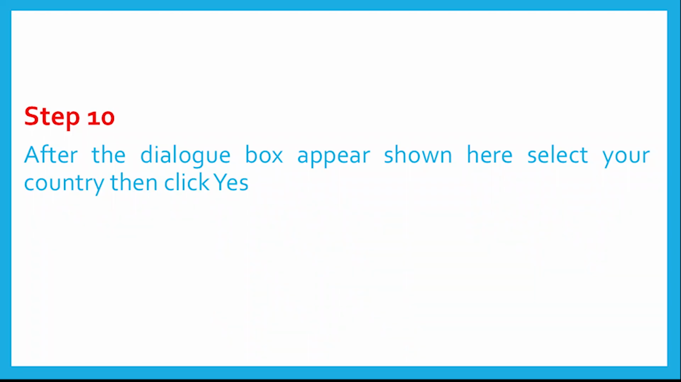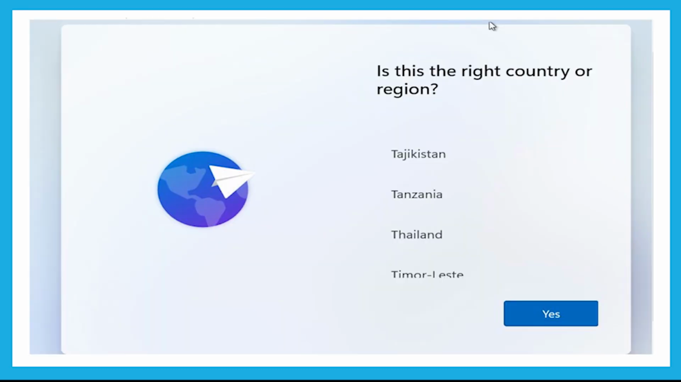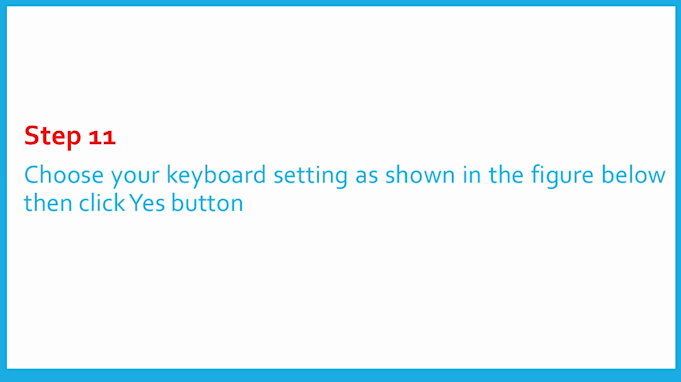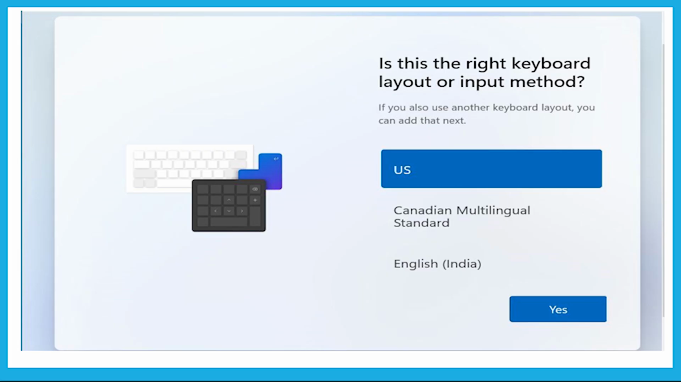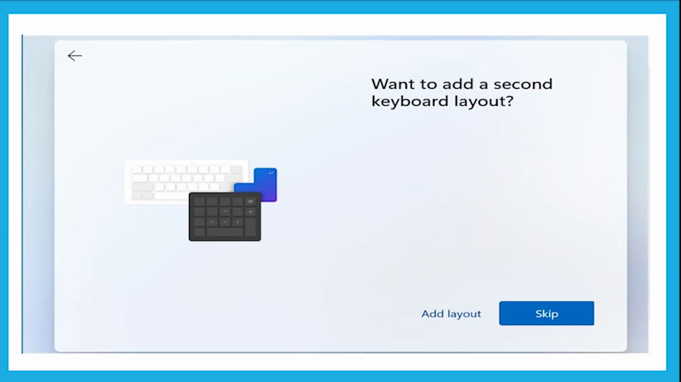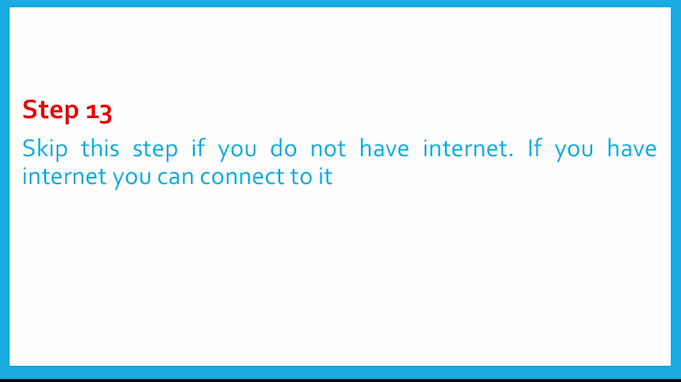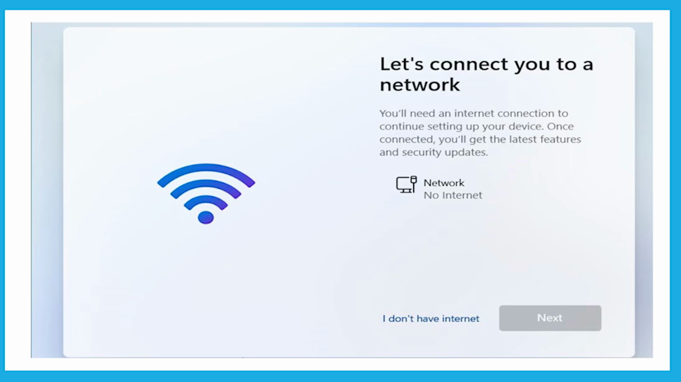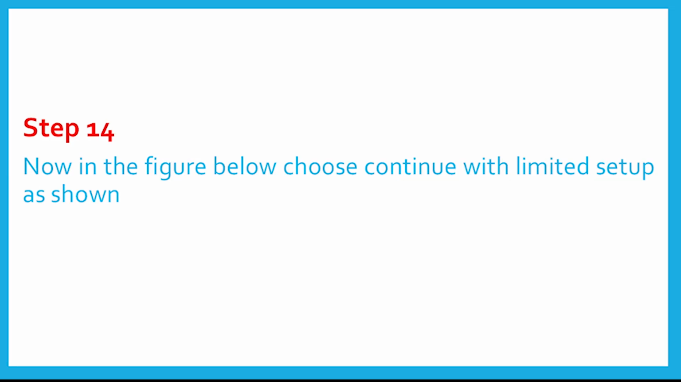Step 10. After the dialog box appears shown below, select your country, then click Yes. Step 11. Choose your keyboard setting as shown, then click Yes button. Step 12. For another keyboard layout, just skip if you want not to add as shown. Step 13. Skip this step if you do not have internet. If you have internet, you can connect to it. Step 14. Now in the figure below, choose Continue with limited setup as shown.